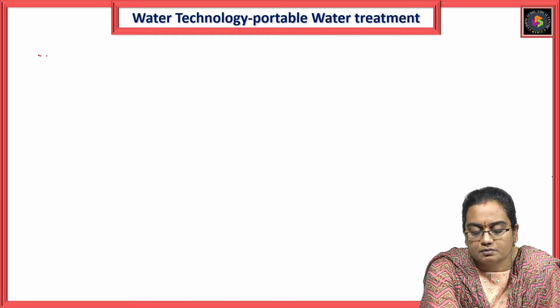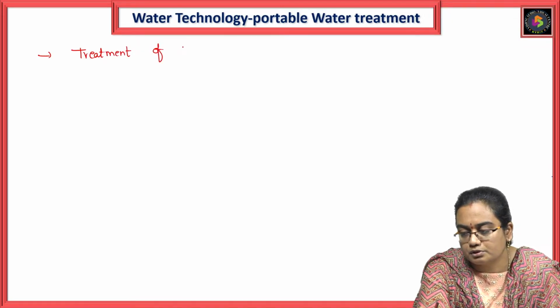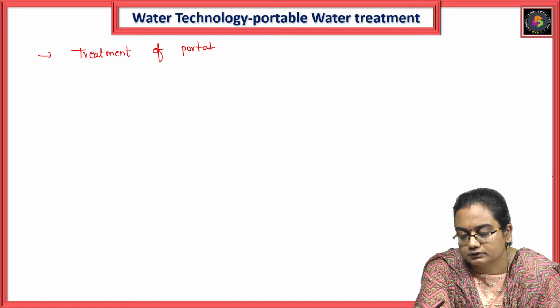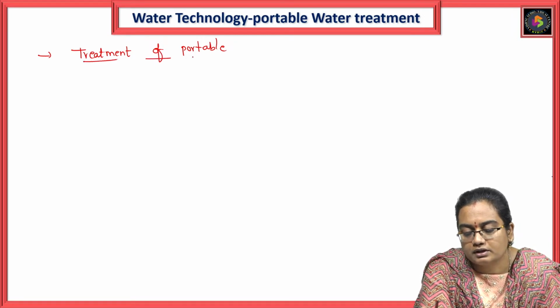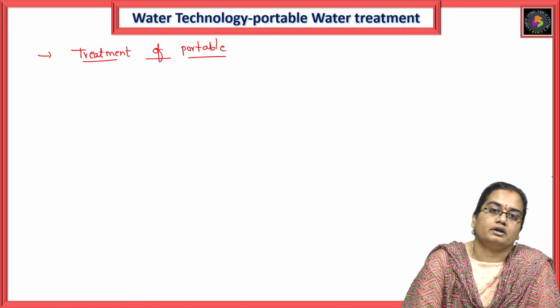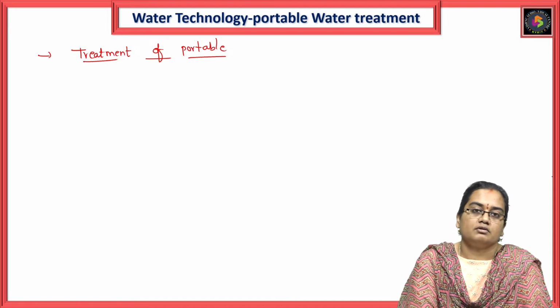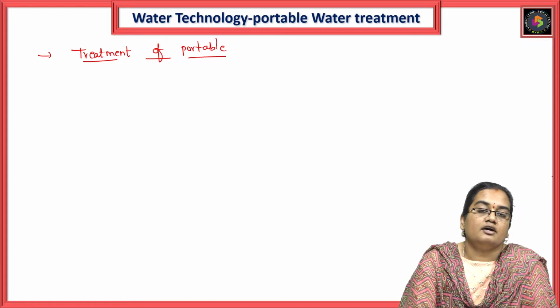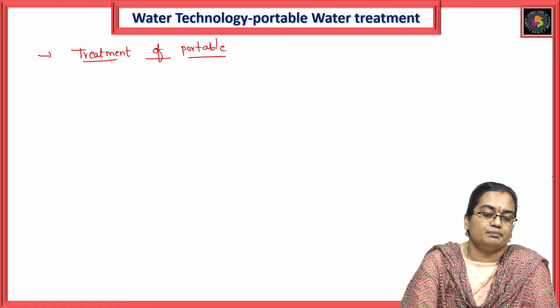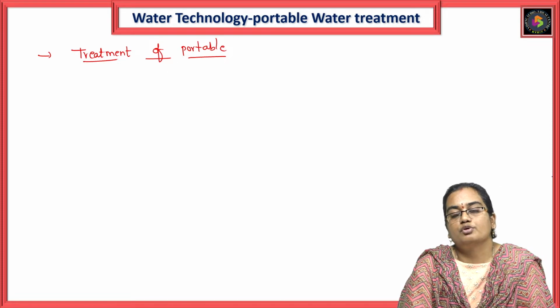Okay, the next one is the treatment of potable water. We know there are many sources of water. We have rainwater, underground water, reservoir water, river water. So we have so many sources of water. But before reaching our homes, these sources follow certain steps for purification. What those purification steps are is our topic, the treatment of potable water.